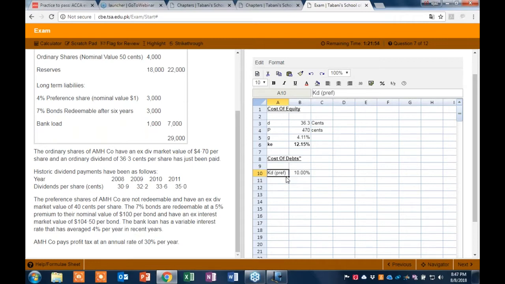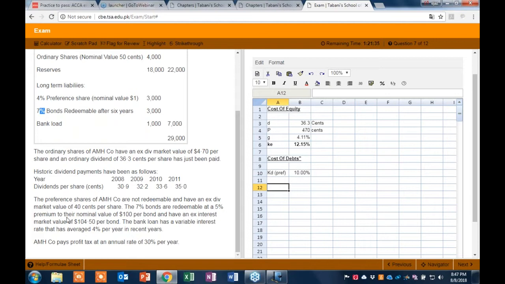Okay, so we've calculated the cost. So for every irredeemable debt, all we have to do is to find out what we are paying divided by the price against what we are paying. So this is the cost of debt of preference shares. Now let's move towards the redeemable bonds, and this is something tricky.